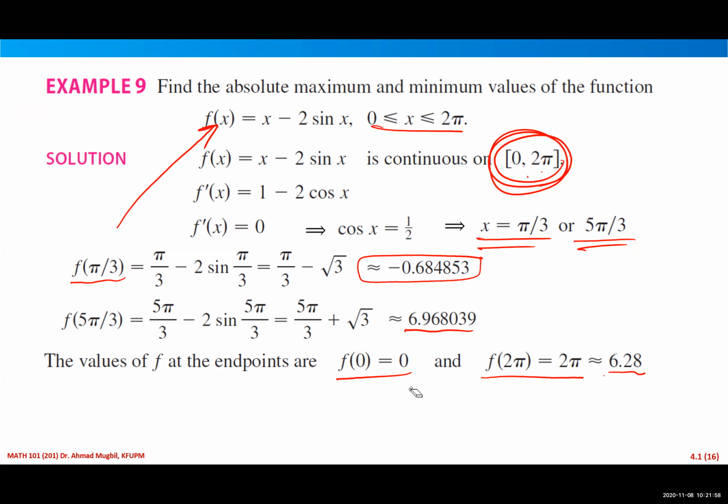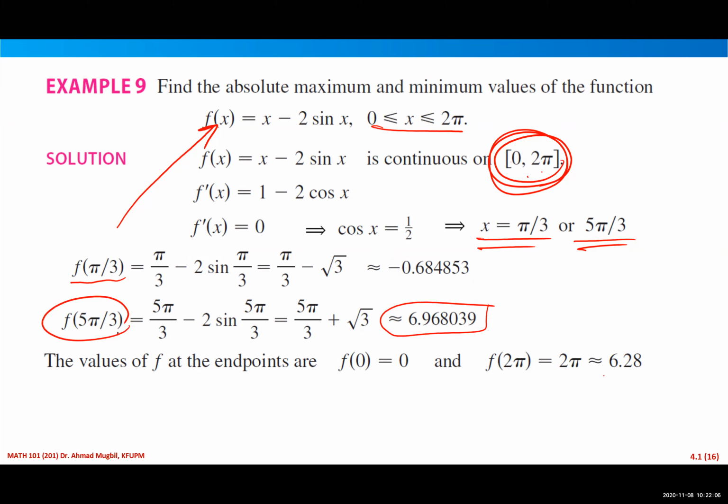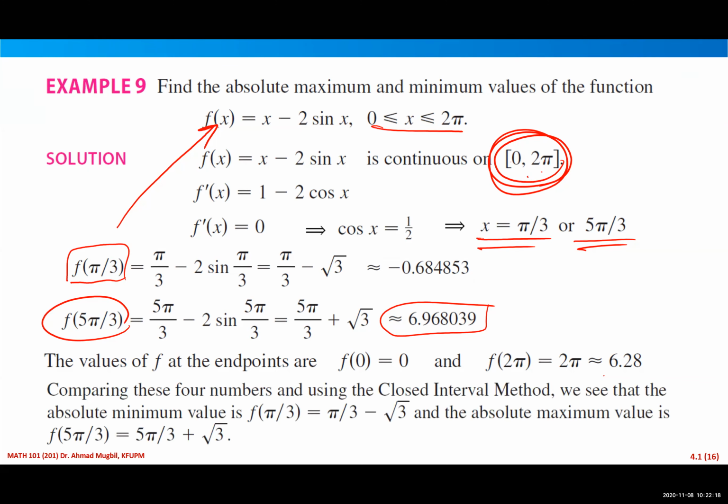Now you can see clearly, ya shabab, which one is the largest? This is the largest. So the largest is this value, f at 5 pi over 3. And the smallest is f at pi over 3. What is it? It is negative 0.6.